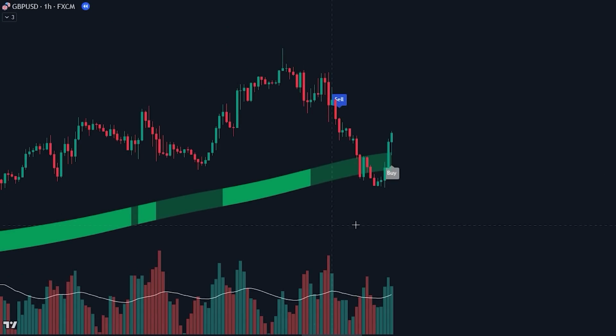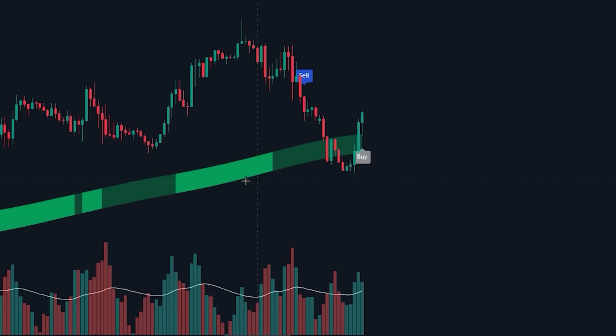Here we can see that the market bias line is green, indicating a bullish trend. However, upon closer examination of the market bias line, we notice that it's currently displaying a shade of dark green, suggesting that the bullish trend is relatively weak at the moment.